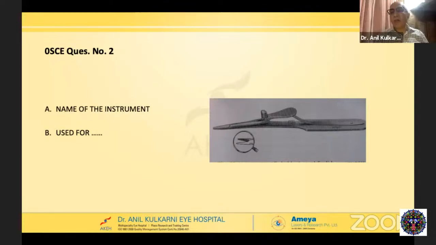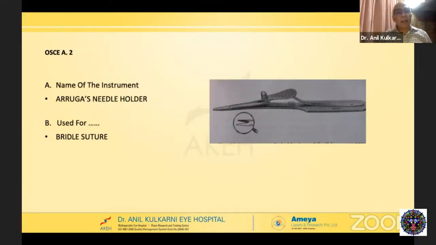My stopwatch is not working, so you can just tell me in between in case I'm overshooting the time. So the name of the instrument is Aruga's needle holder. It is used for bridle suture.